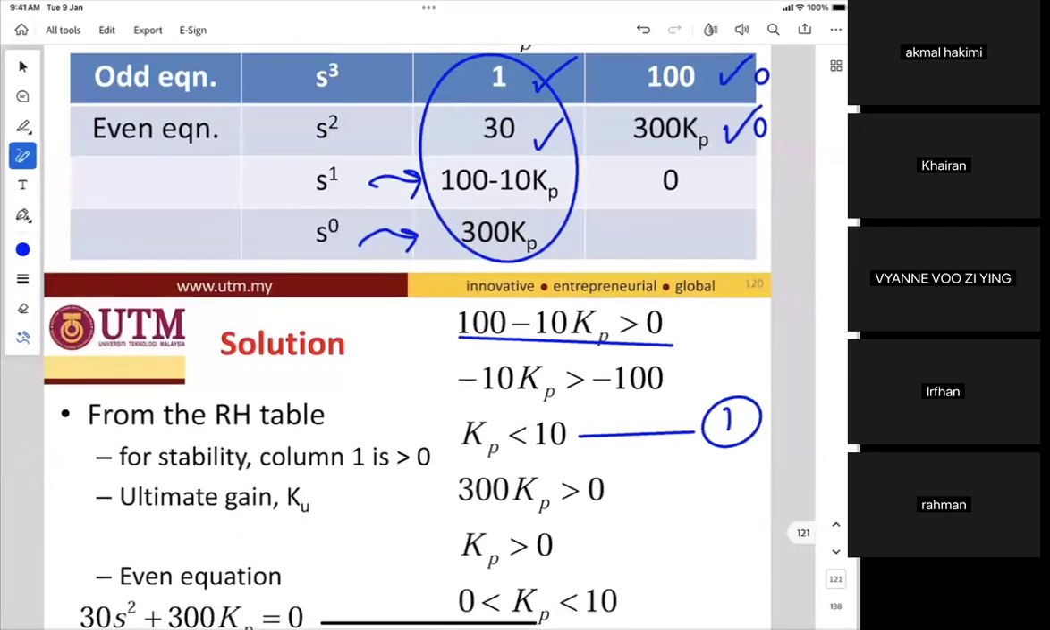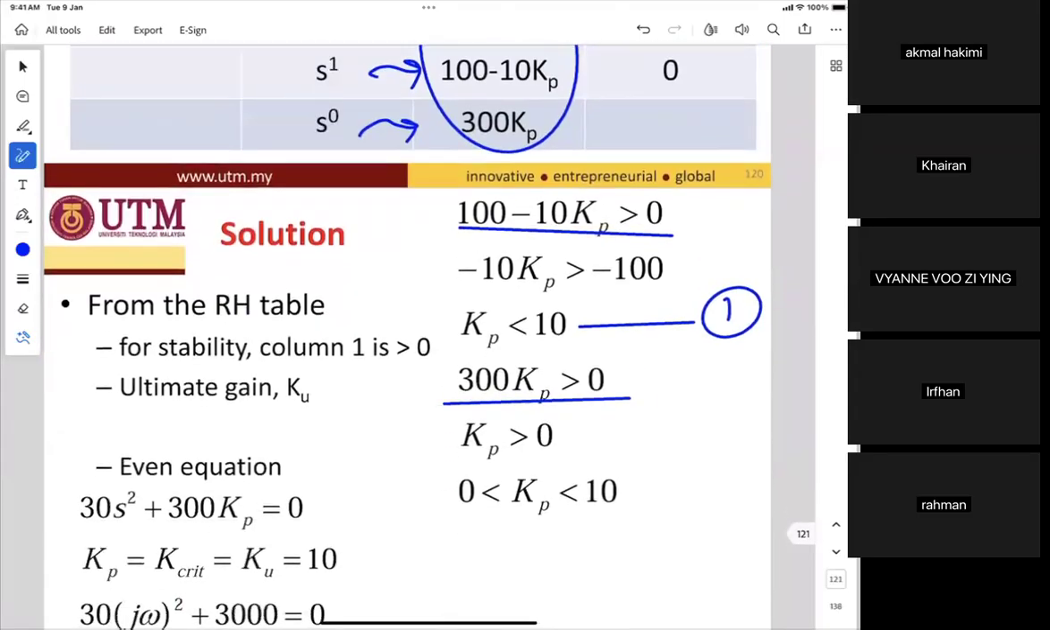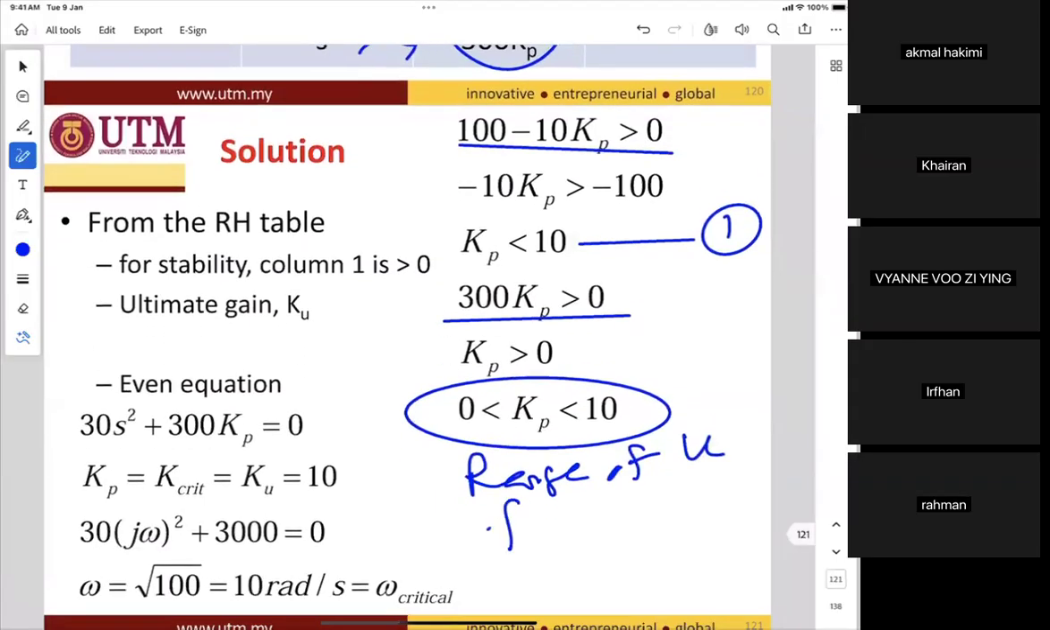The second one is 300 Kp is greater than 0. So Kp greater than 0. So the final range of stability, the range of K for stability, is between 0 and 10. Okay.